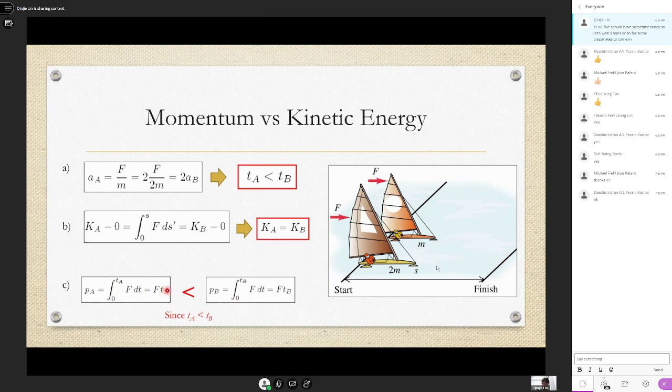Then down here, we're going to compare. We already know TA is smaller than TB, right? So naturally, if they have the same force, this area up to TA will be smaller than the one up to TB, which tells us that the momentum P for A will be the smaller value, and P is the momentum, so you get the answer already.